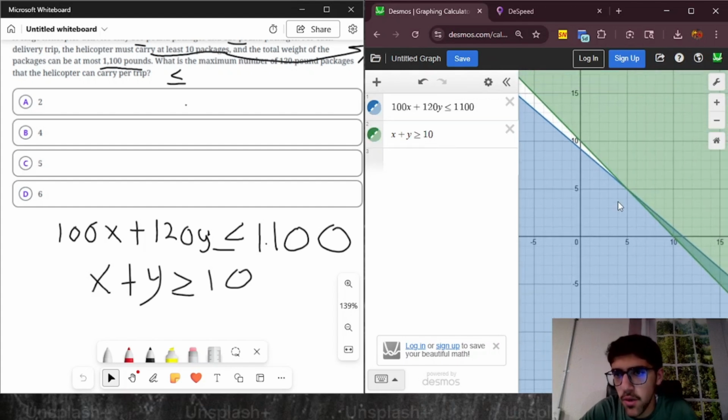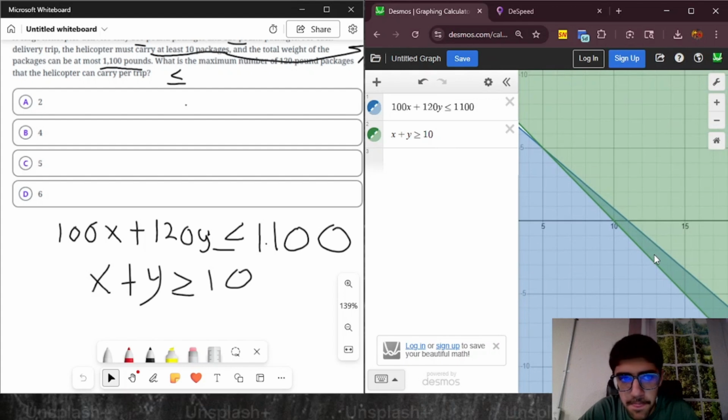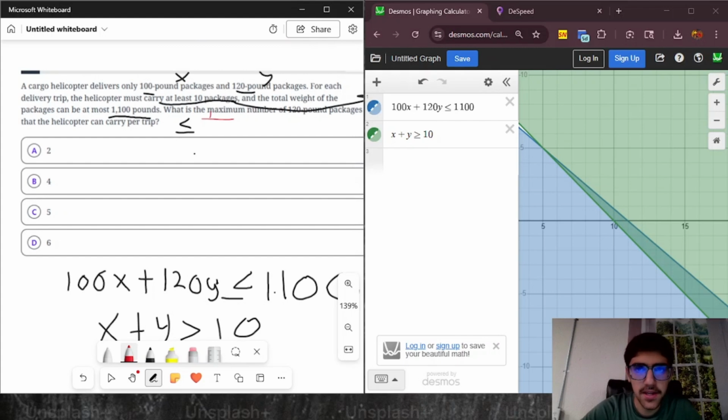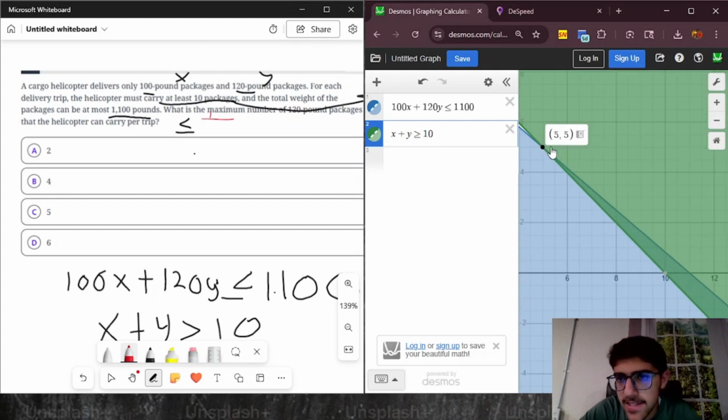So now you can see, where do these overlap? These overlap here in this area. And so it asks, what is the maximum number of 120-pound packages that the helicopter can carry? So the maximum number tells us we want the highest number, and the 120-pound package is the y. So at what point is y the highest? So y is the highest here.